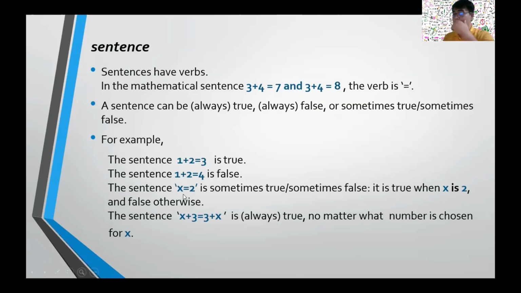The sentence x equal to 2 is sometimes true and sometimes false. It is true when x is actually 2 and false otherwise. The sentence x plus 3 is equal to 3 plus x is always true, no matter what. No matter what value we choose for x, this sentence is always true.